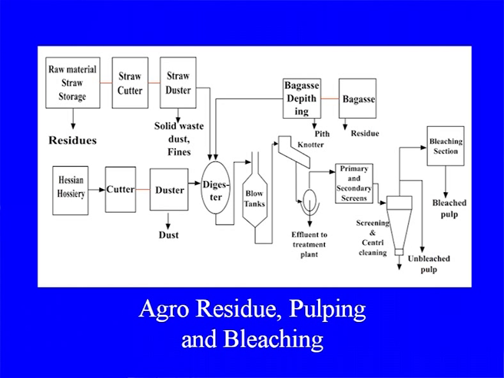Bagasse after de-pithing goes to the digester, spherical digester, blow tank, then the knotters, and then it is retained as effluent, but now it is mandatory to go for the recovery. So, 3 to 4 stage washers are there, sanding cleaner, and the bleaching section. Finally, it goes depending upon the requirement of the bleached or the kraft paper.